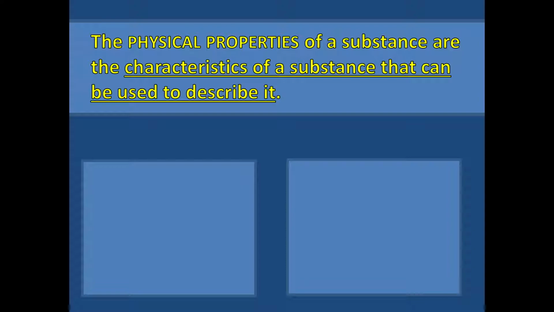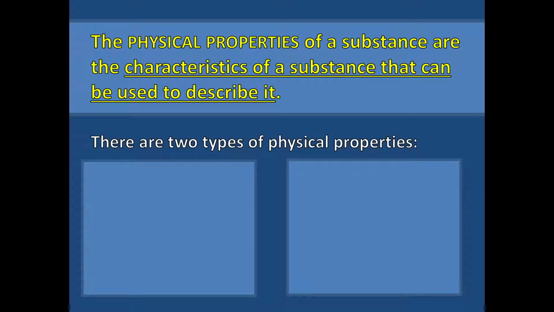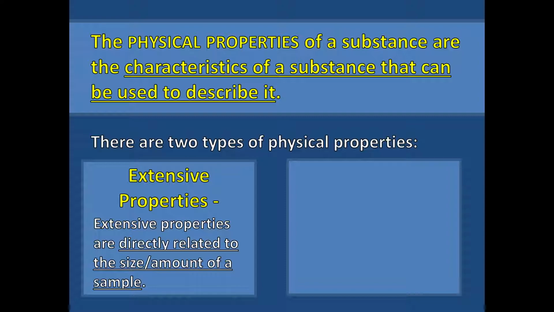So, physical properties of a substance are characteristics of a substance that can be used to describe it. We've covered physical properties last unit. We're now looking at breaking physical properties up. So all the physical properties are the characteristics of a substance that can be used to describe it. Describe its appearance. There are two types of physical properties. Extensive. Extensive properties are directly related to the size and amount of a sample. So, extensive properties only deal with size or amount.